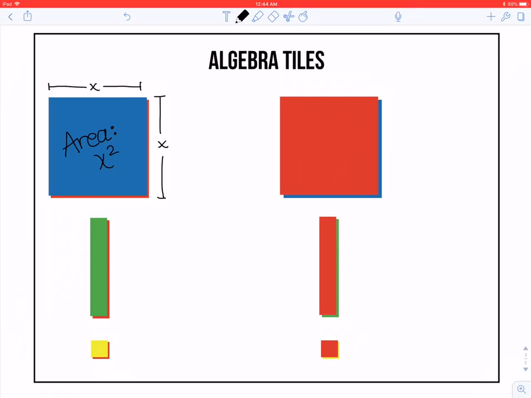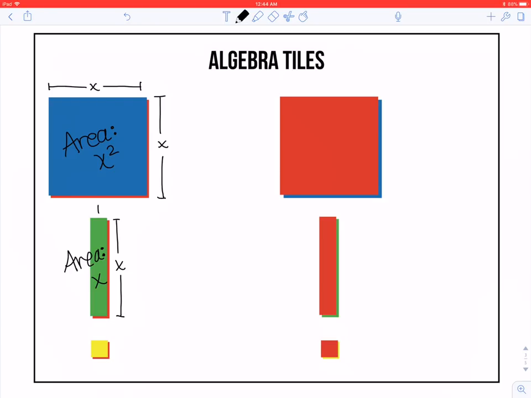x squared. And then you should have a skinny rectangle, and you'll notice that the length of that rectangle is going to be 1, where its width is going to match your large square exactly as x. And so we would say the area of this is length times width, or 1 times x. So the area of your rectangle is x.